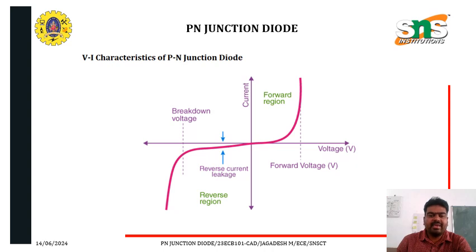So this is the VI characteristics of the PN junction diode, where the forward bias has a forward voltage and in reverse bias we have a breakdown voltage. There we see that a very minimal current flows through the reverse region, which is called the reverse leakage current.